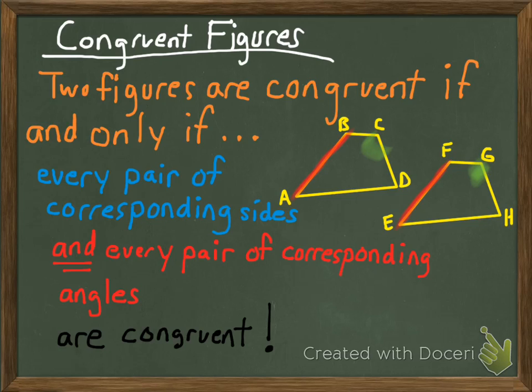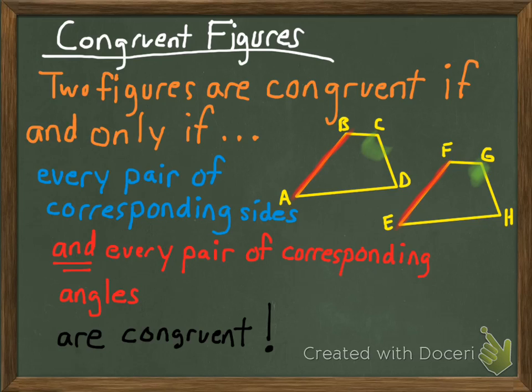And angle A would have to be congruent to angle E, angle B congruent to angle F, angle C congruent to angle G, and angle D congruent to angle H. Every pair of corresponding angles must be congruent, along with every pair of corresponding sides. And in that instance, when that's true, the two figures, in this case quadrilaterals, are considered to be congruent to one another.